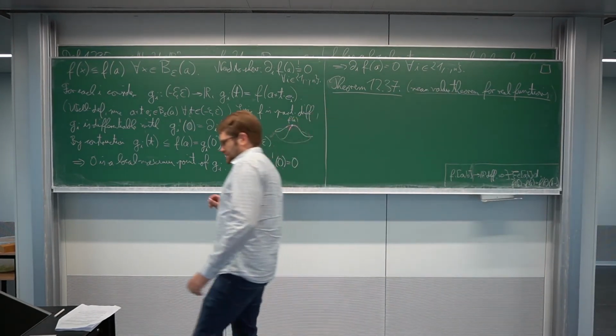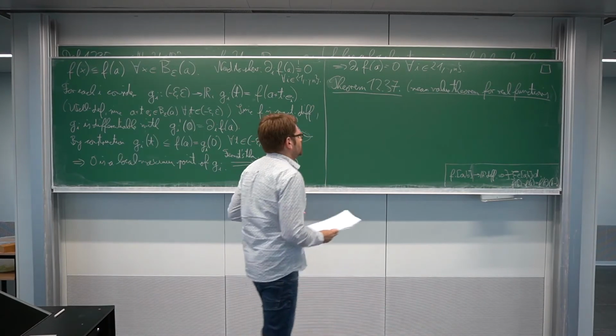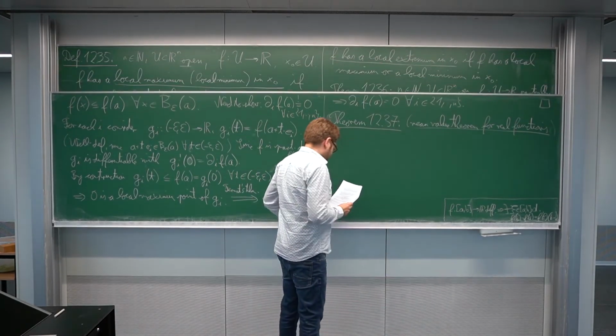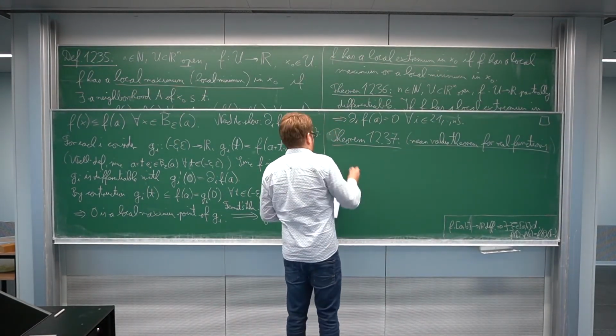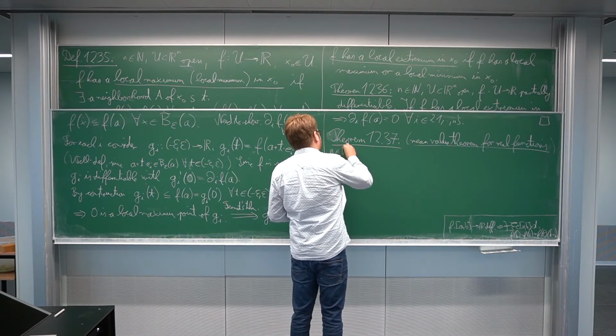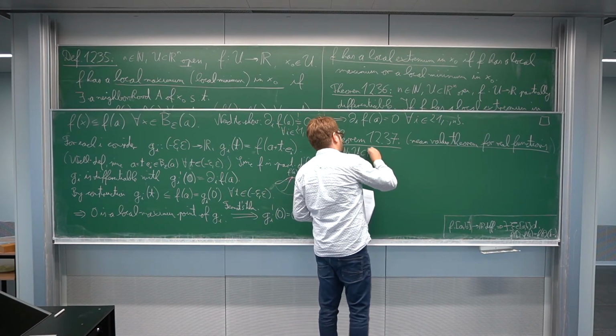Now, how do we get this to n dimensions? The good news is that in this version of the mean value theorem, it's really a straightforward generalization, namely again, let n be in N, and let U be an open subset of R^n.